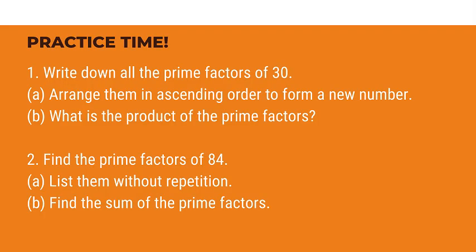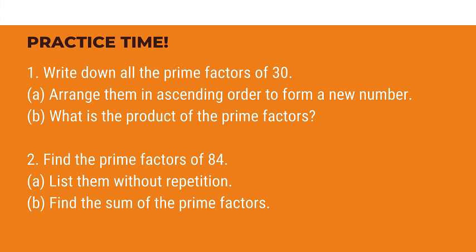It's your turn. So solve these two questions and leave your answers in the comments. The first one, you have to write down all the prime factors of 30. Then you arrange them in ascending order to form a new number. That is, if the prime factors of 30 are 5, 7, 9, so you write them together as 579. That is a new number. Then what is the product of the prime factors? So each of the factors, you now multiply them. That will be 5 times 7 times 9. I'm even teaching you what to do.